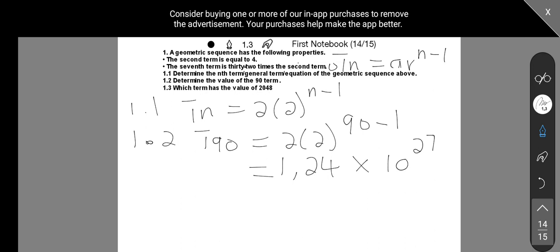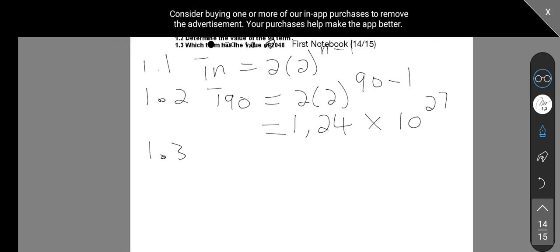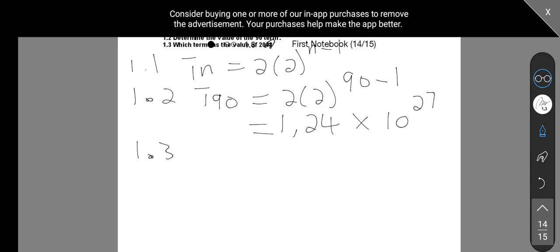Then again they say 1.3. Which term has a value of 2048? Meaning this time we are solving for n. They are saying which term has a value. We are given the value. We are given Tn. We are looking for n. Let's plug in Tn that is given. That is 2048.